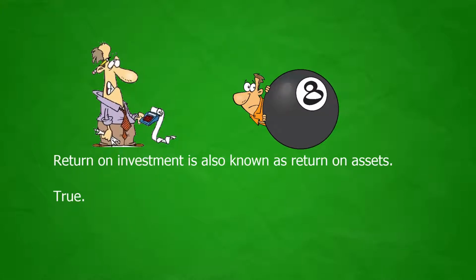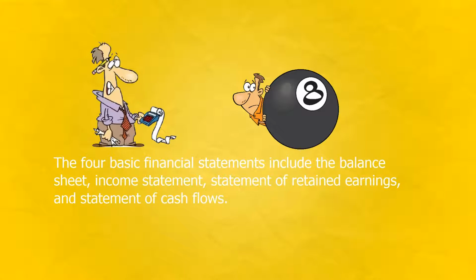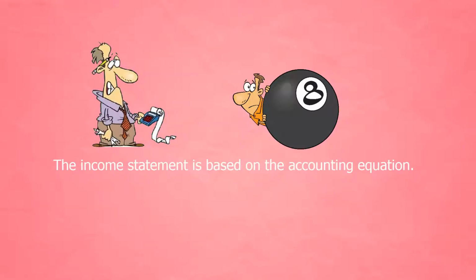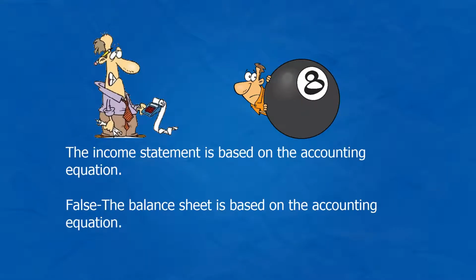The four basic financial statements include the balance sheet, income statement, statement of retained earnings, and statement of cash flows. True. The income statement is based on the accounting equation. False. The balance sheet is based on the accounting equation.